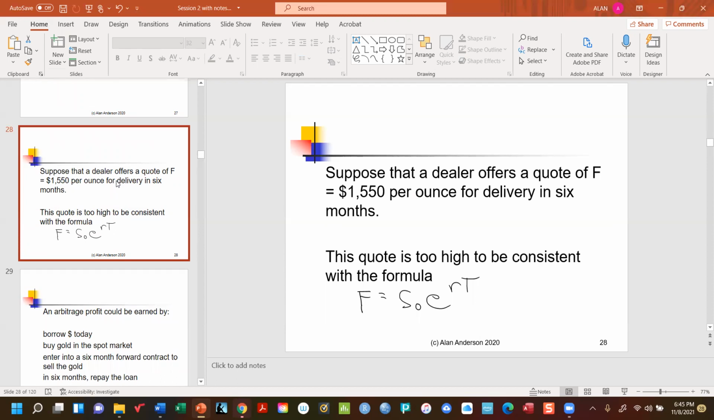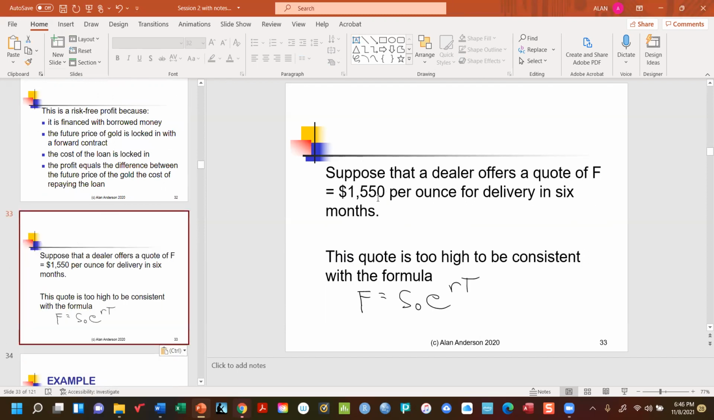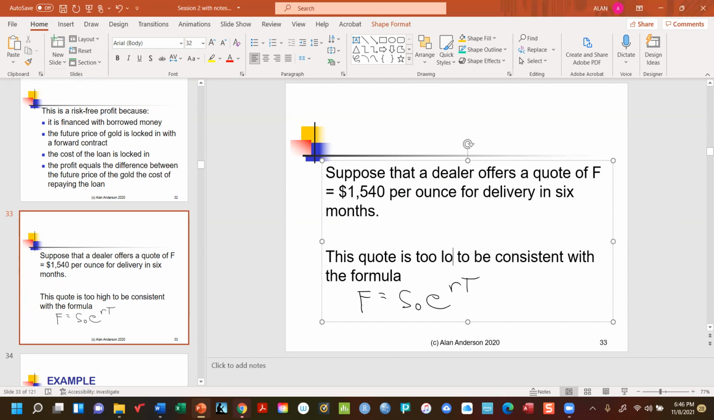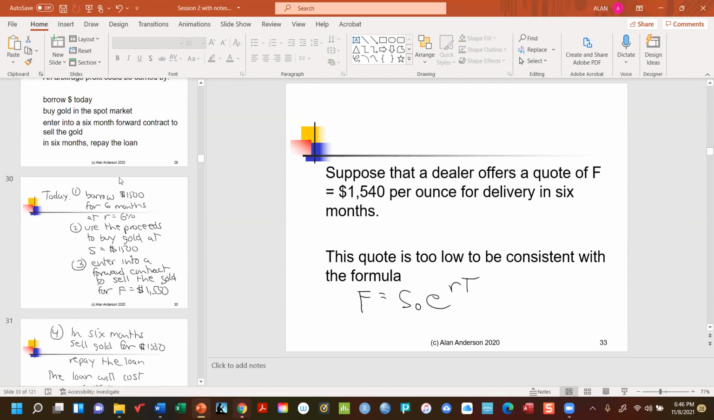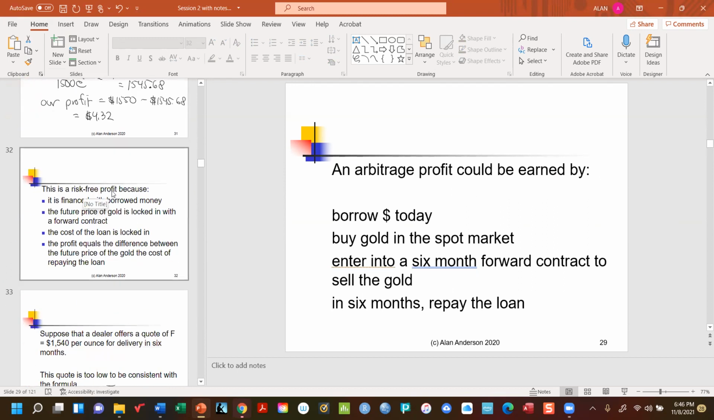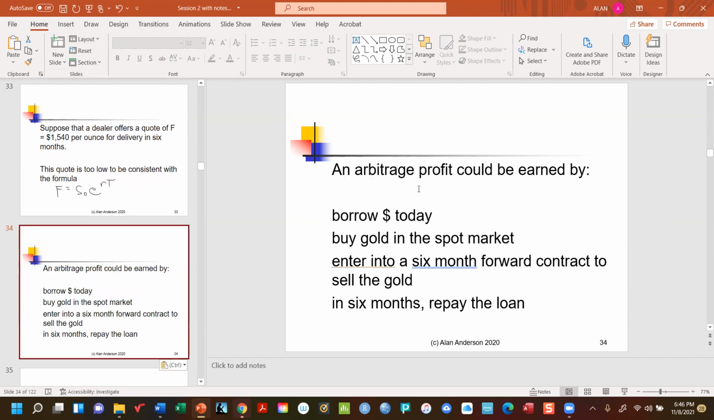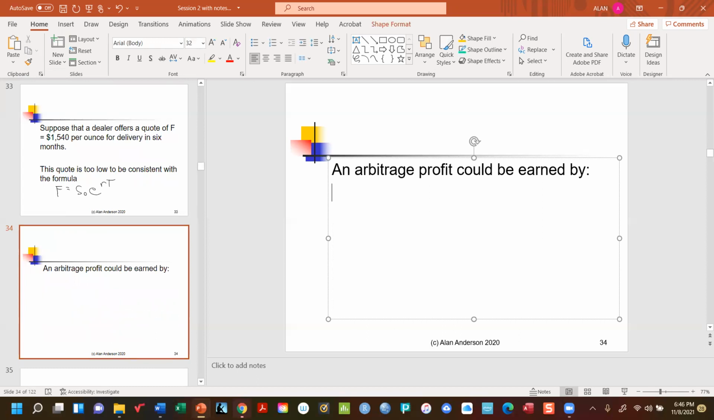So let's just say that this time the price is only $15.40. Oh boy, the quote is too low to be consistent with this formula. So what do we do about it? We basically have to go in the opposite direction. So what we're going to do is, let's see, what's the best way to explain this? We're going to short sell an ounce of gold.